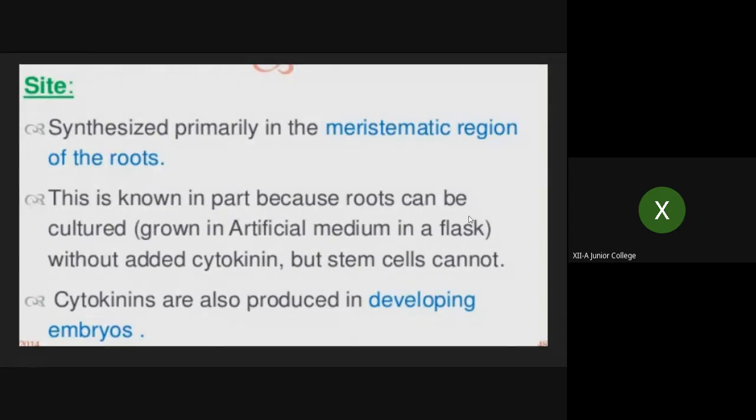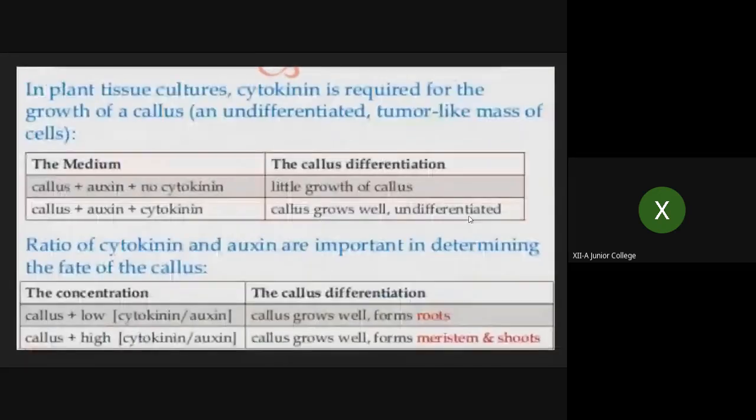Now, in plant tissue culture, the cytokinin requirement is very important. When I was telling you about the auxins, the role of auxin and the role of cytokinin are both very important. If you remember, I told you that auxins are present in the apical region of shoot and root, especially the shoot apex, and the site of the cytokinins is the root apex. So the combination of auxins and cytokinins is very, very important in tissue culture.